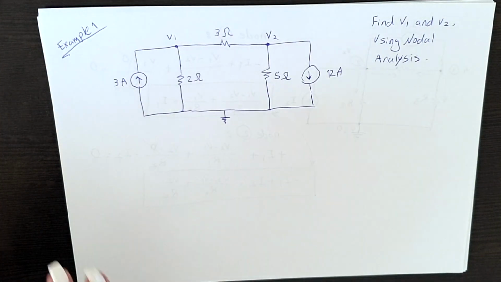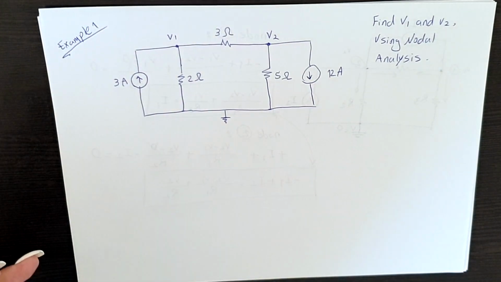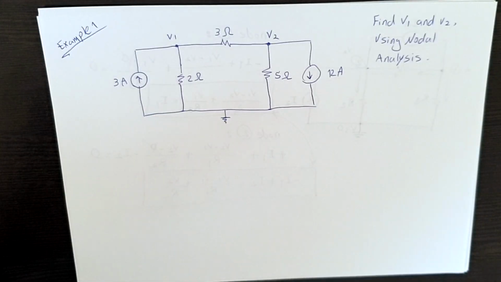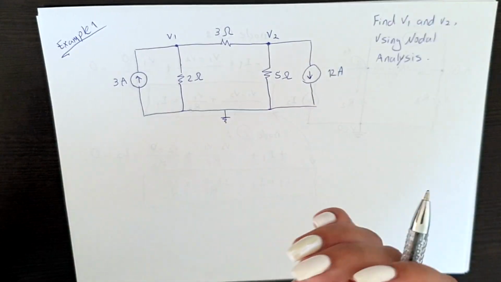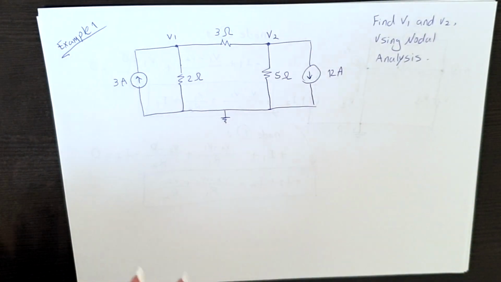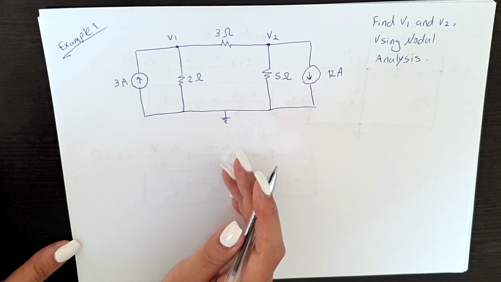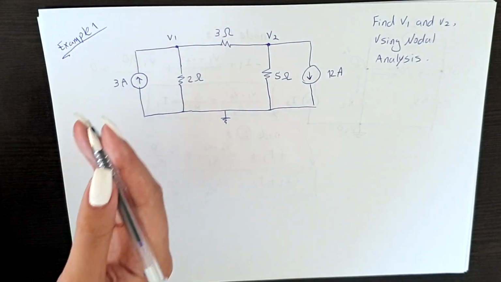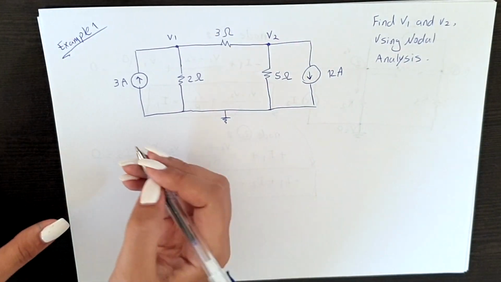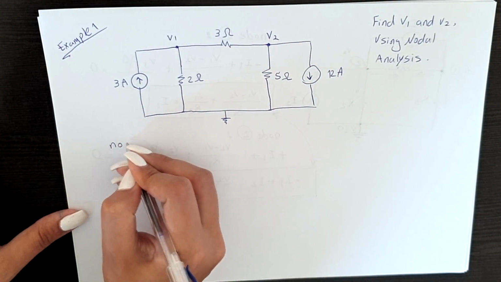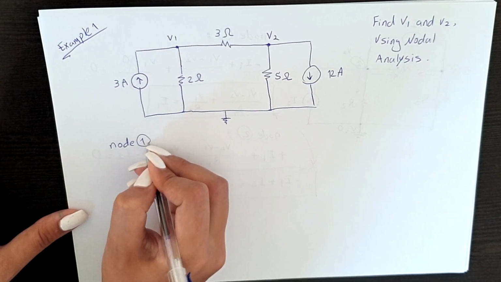So first things first, the first thing we have to do is to define our nodes and which one is connected to Earth, which we're going to figure out. That we already are given in this question. So the second thing we do, we go node by node and we write our equations. Easy. Node 1, which is our V1.